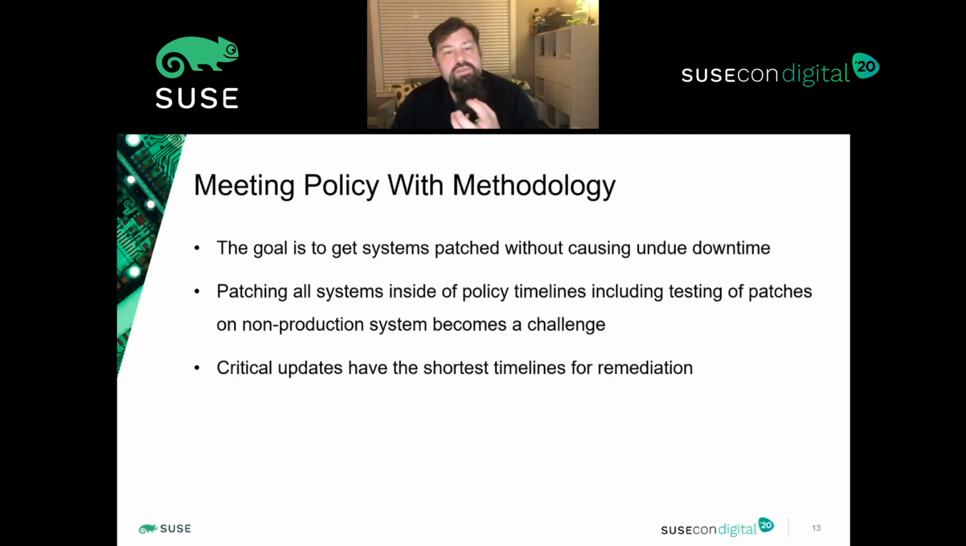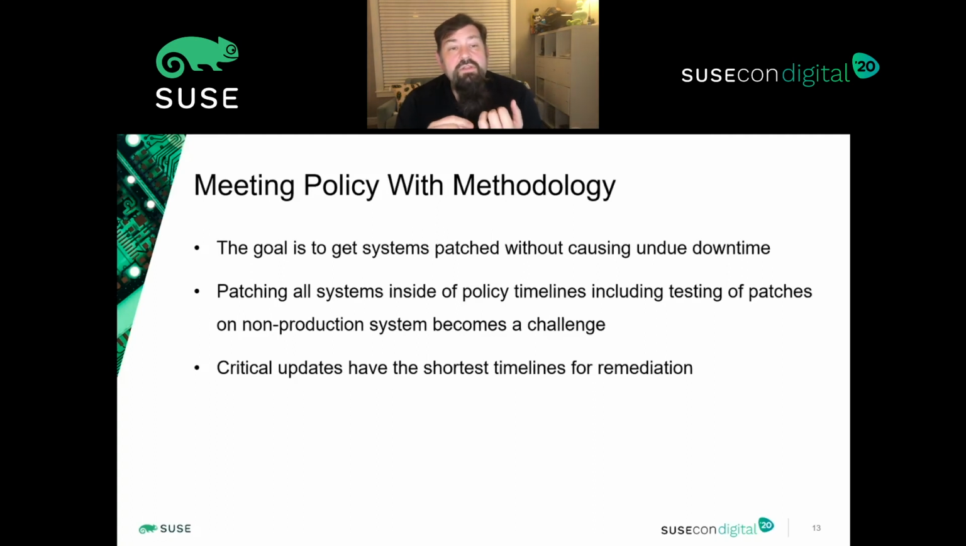So let's meet policy with methodology. We get dictated a policy that says you have to do X by X time frame. At the core of it, the goal is to get those systems patched without causing any undue downtime. At least that's always my goal. I want to be able to keep my systems up to date, reliable, efficient, and secure without having to cause a bunch of downtime, without having to take users off of it, shut applications down, these sorts of things. How do I achieve that?